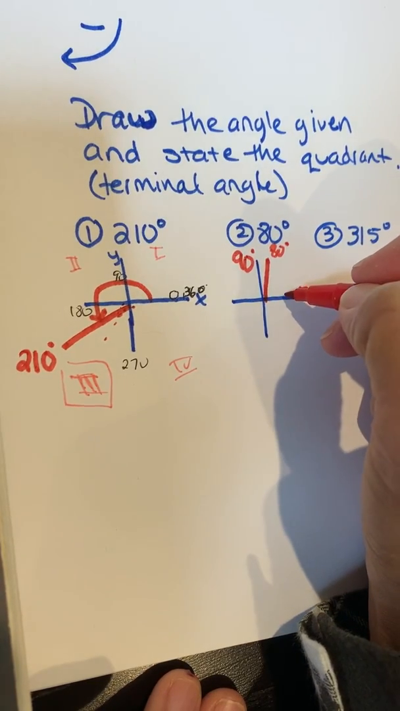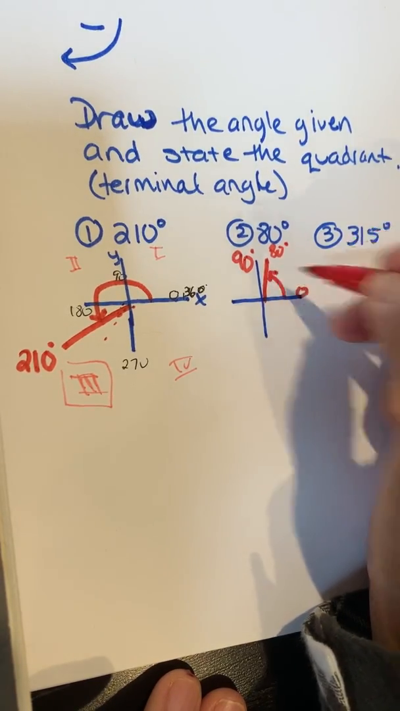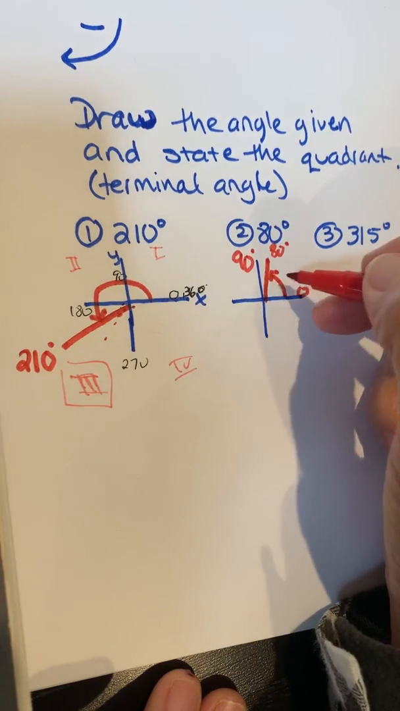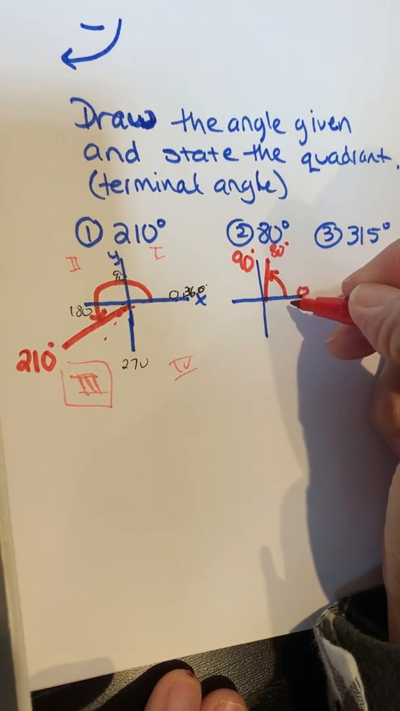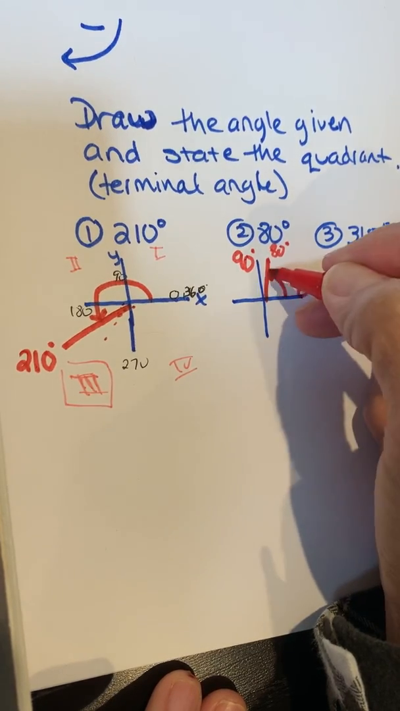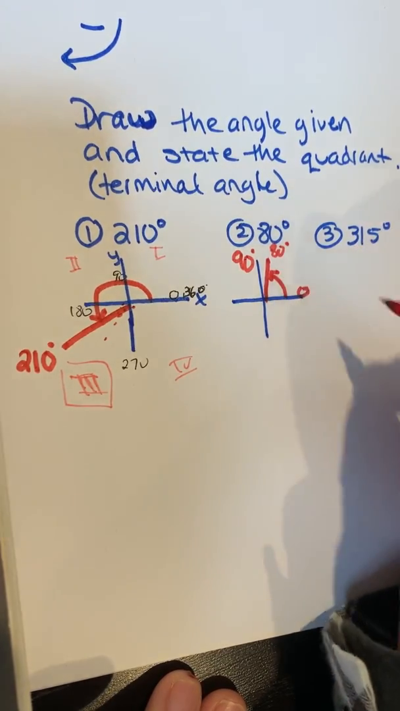And then I have to say it's going from here, and I draw a little arrow. Some teachers take off points for not drawing that arrow. I quite frankly believe if you just draw this, it's fine. If you don't put the arrow, it's not the end of the world.